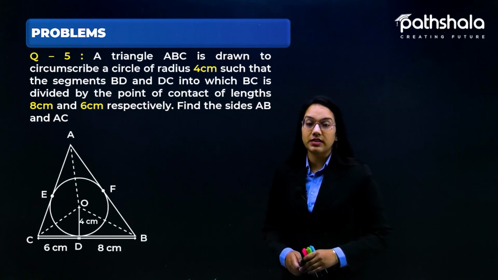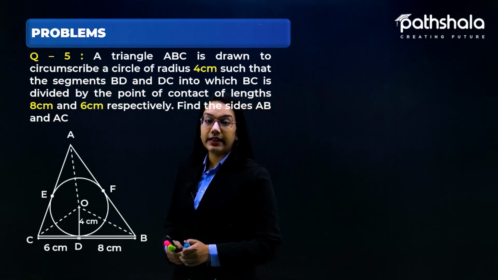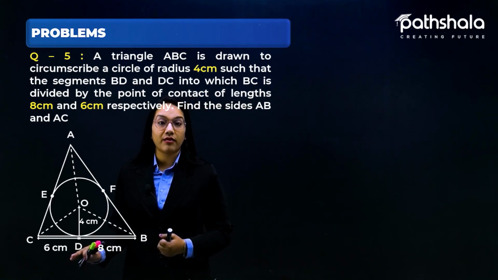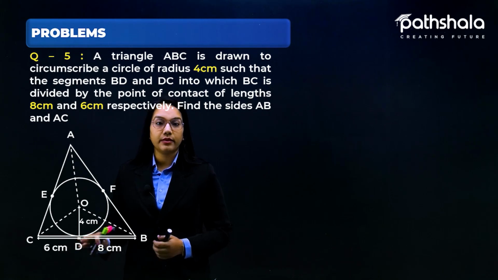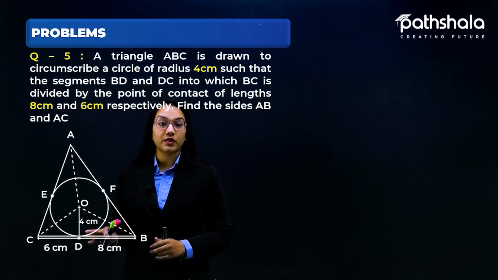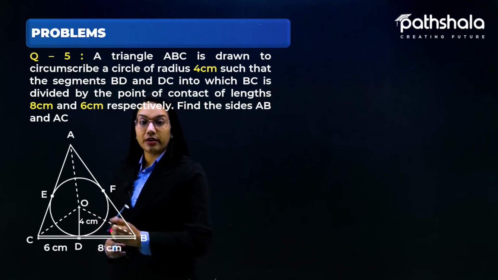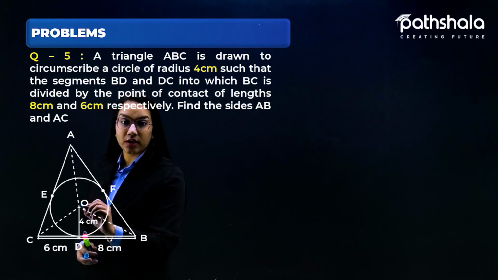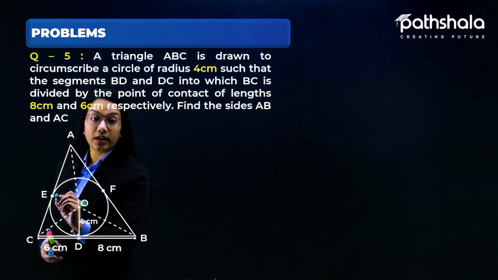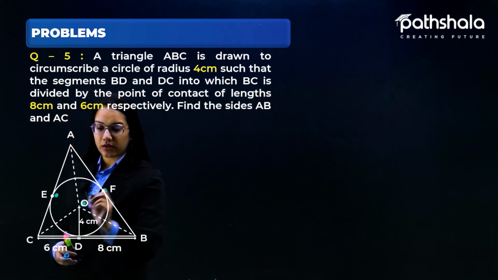So let us suppose this is the figure that I have. CD is 6 cm, and BD is 8 cm, and we know the radius of the circle, which is OD. Now, if I do a little bit of construction here, I'm joining O and F, O and E, and O and D all together.